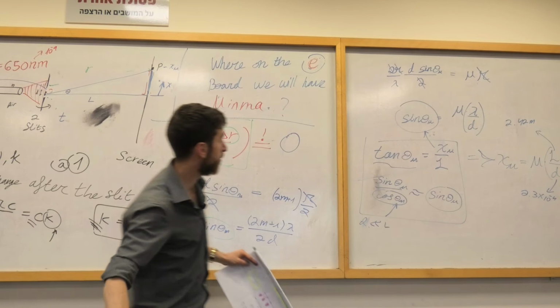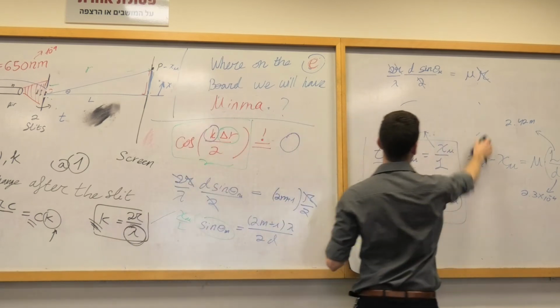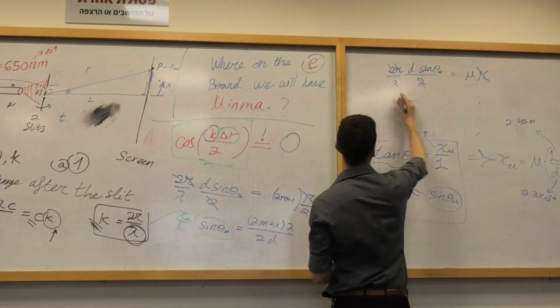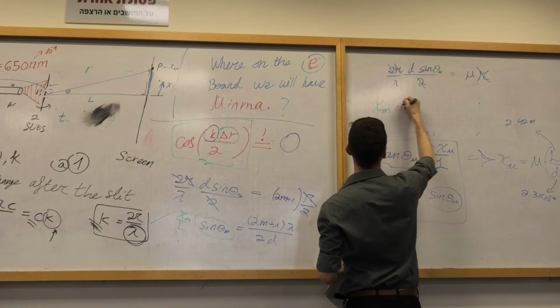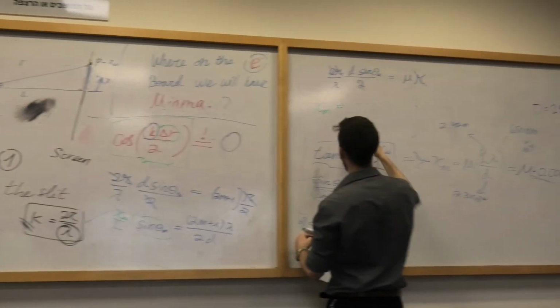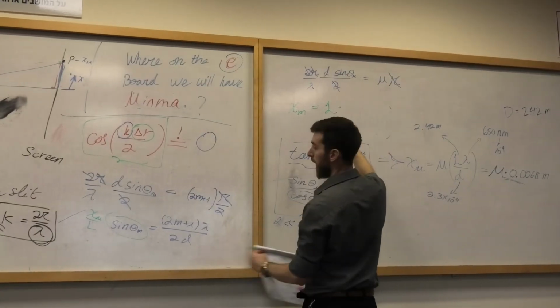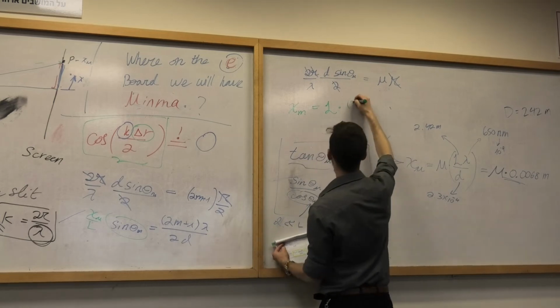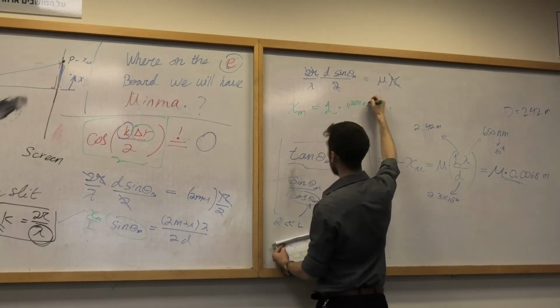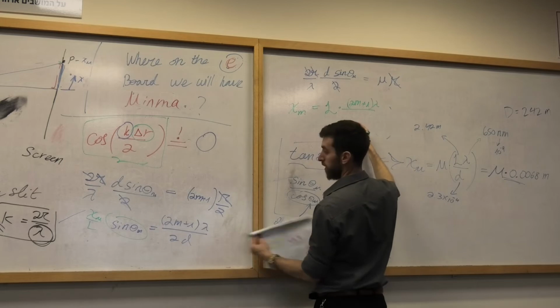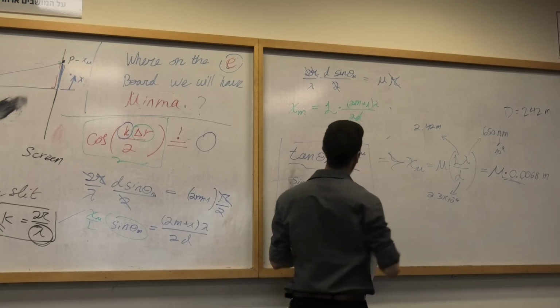Clear? I'm going to draw it here. So if I want the x of a minima, it's equal to just multiplying by L the term that we have: 2m plus 1 multiplied by lambda divided by 2d. And we can also calculate that.